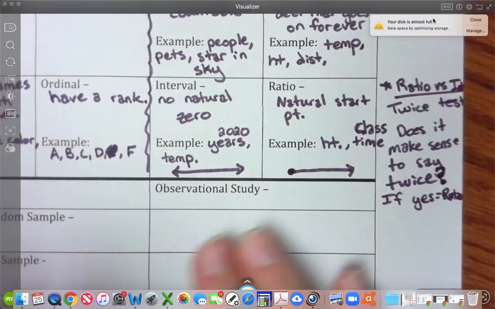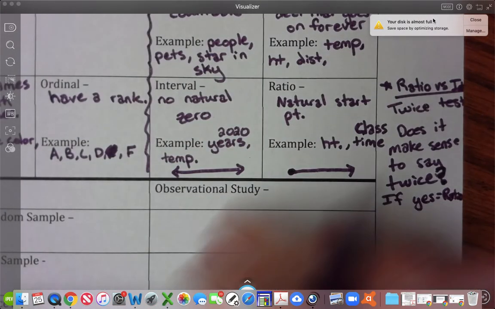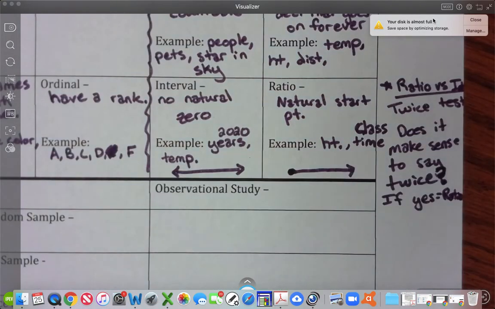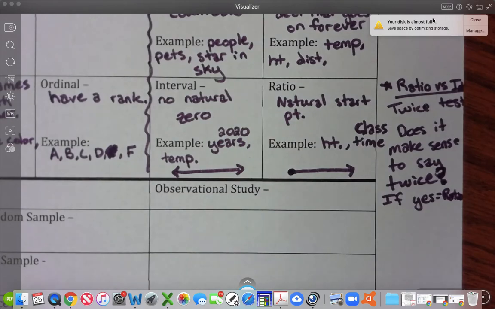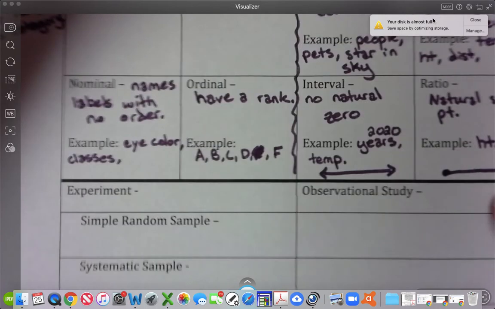All right. So that's just kind of the background of the first part of it. In the next video, we'll go through experiment, observation, and then the type of sampling methods, and we'll give kind of some examples of each one of those.